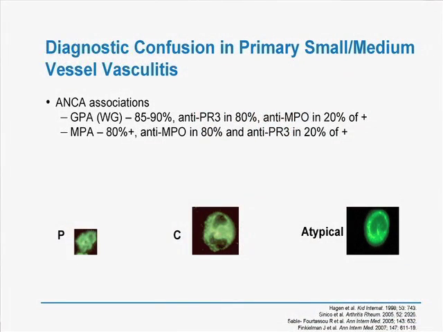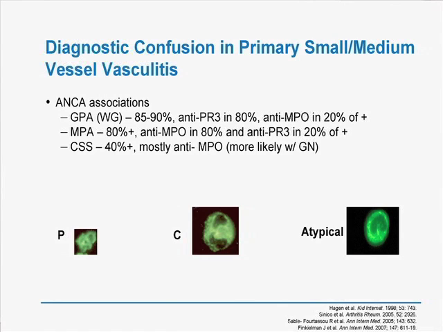Now, for myeloperoxidase, it breaks down similarly. About 80% of people are positive for ANCA, and if you're positive, you're going to be, in this case, perinuclear ANCA positive, with your antibody being directed principally to myeloperoxidase.